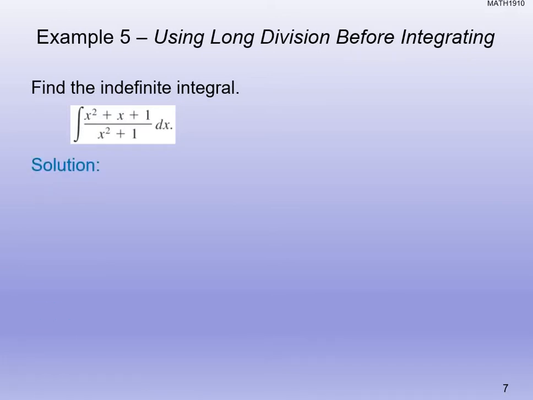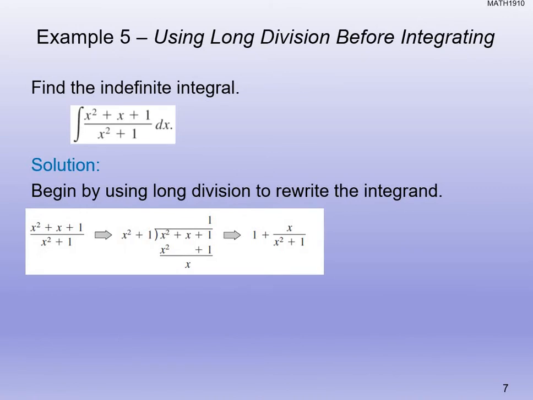When we do our division, we end up with just 1, and x is our remainder. So we write our remainder over what we divided by. So that's where we get the x divided by x squared plus 1. That's our remainder over what we divided by doing the long division. So we end up with being able to integrate 1 plus x over x squared plus 1.